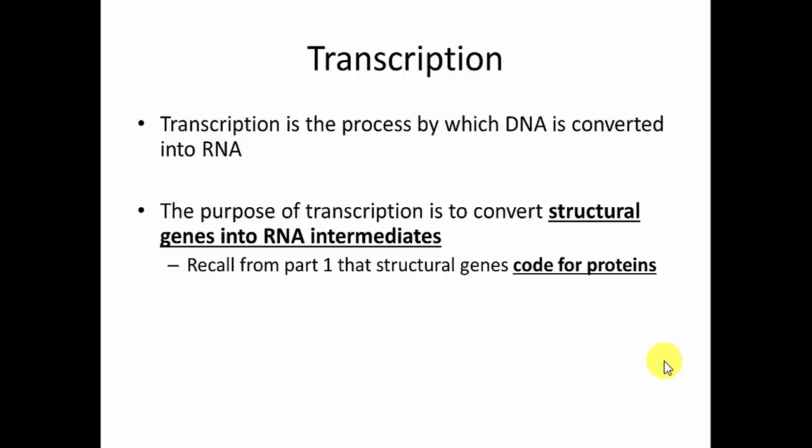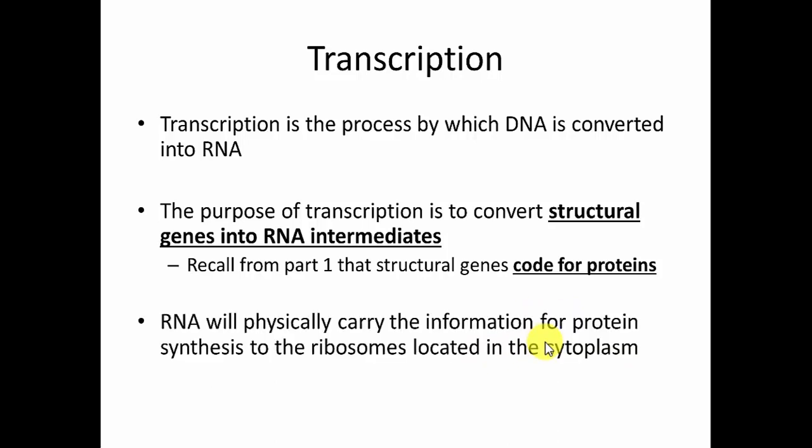So the idea is your DNA holds the information for how to make protein. This is something we've talked about. And so during transcription, we're essentially starting the process of expressing that gene into the physical protein structure itself. So we're taking that and converting it into an RNA intermediate. So RNA will physically carry the information for protein synthesis out of the nucleus and into the ribosomes that are located in the cytoplasm.